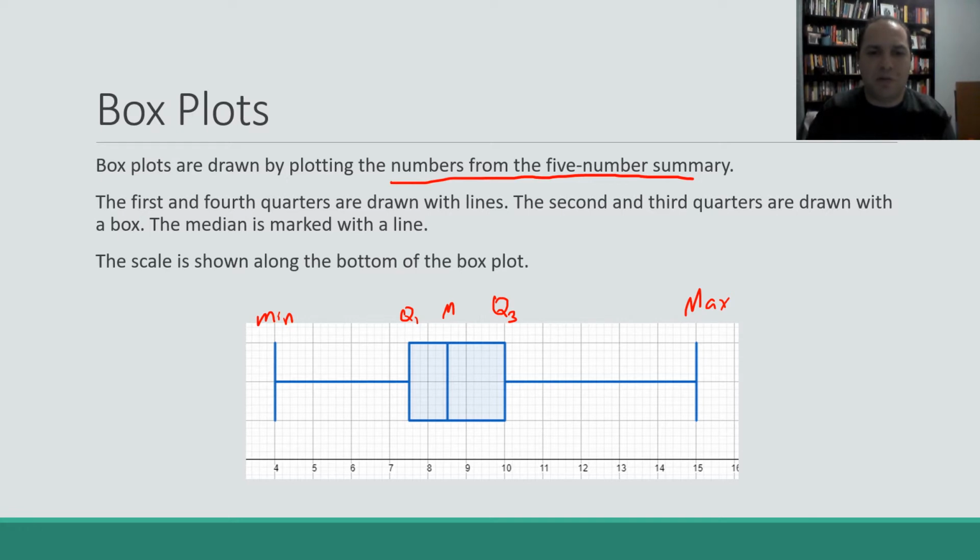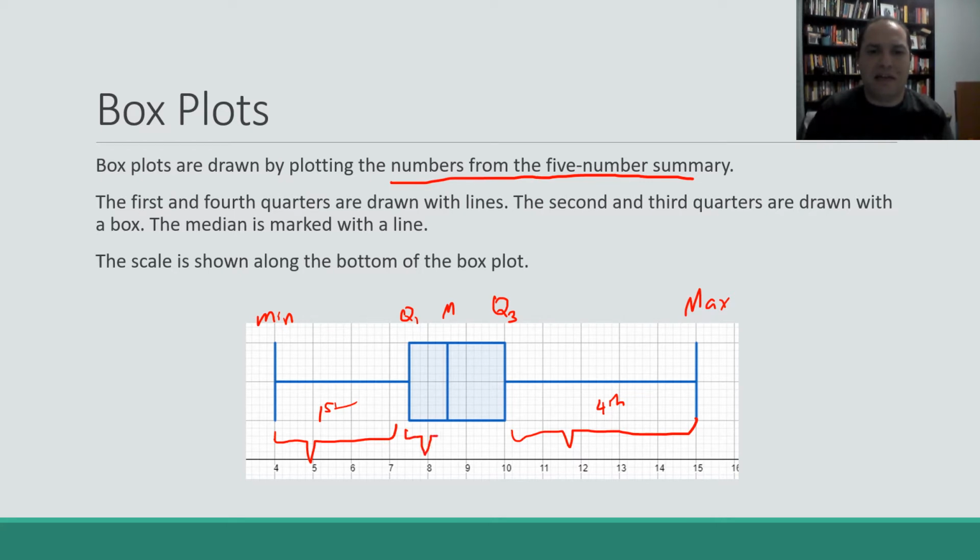So this first quarter and our fourth quarter here, they're just marked with long lines. They used to be called whiskers. You could think about it as a whisker. But that first quarter and fourth quarter, they're drawn as those whiskers on the ends there.